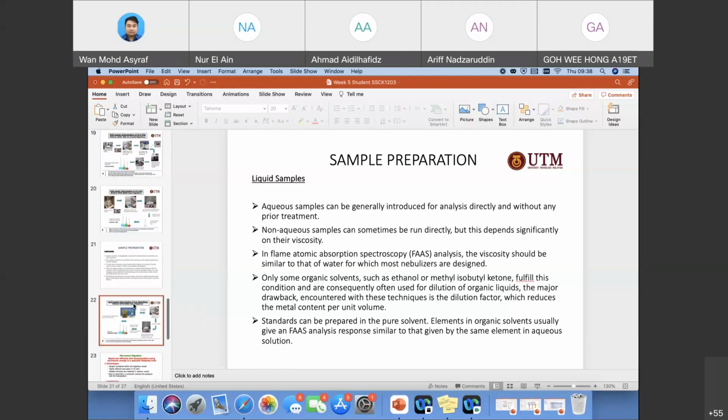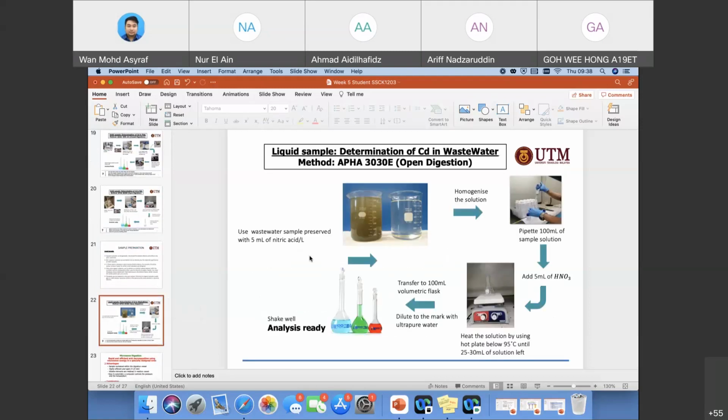Okay, so maybe I'll just move on to the APHA 3030E. This is the determination of cadmium in wastewater. Use wastewater sample preserved in 5 ml of nitric acid per liter. This is from the preservation method. Okay, this is the preservation and storage method that we have learned before.